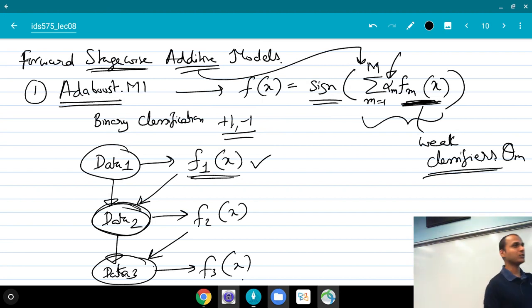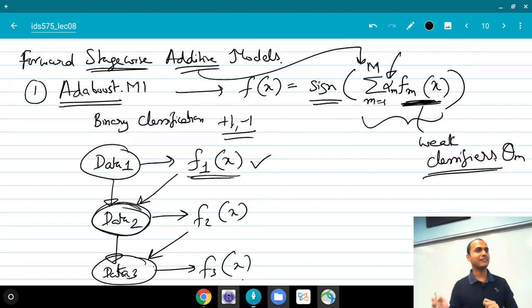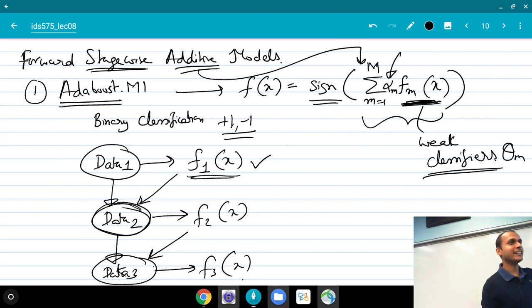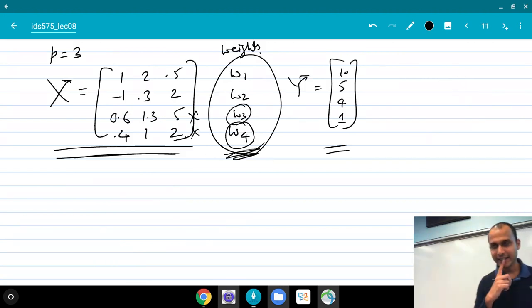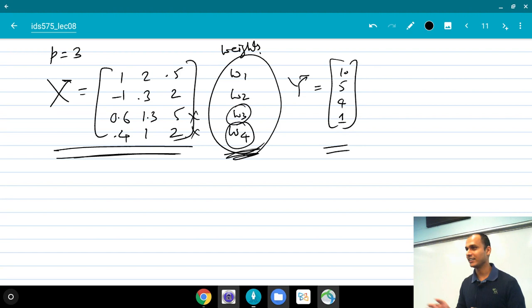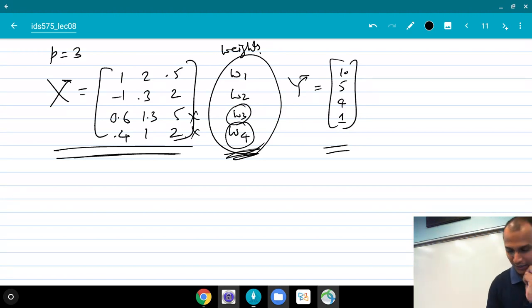That gives me F2. So with the modified data, that gives me F2. I haven't told you how I'm getting a model from weighted data. That I'll tell you right now. It's actually a very simple trick, and people must have heard of cost-sensitive classification or weighted versions of it. When you have imbalanced data, you weigh the smaller class up and the bigger class low. So what am I going to do with this weight?